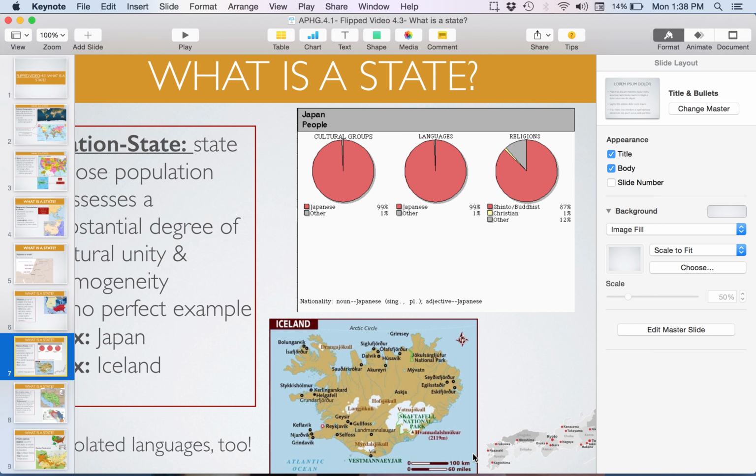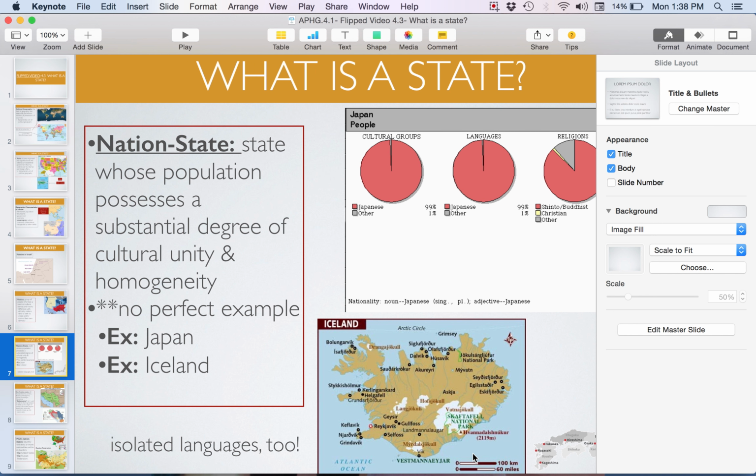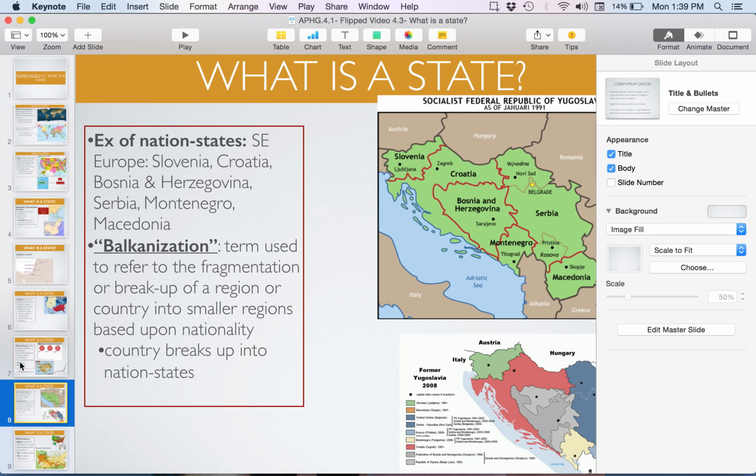Now that's of course not perfect, which is why I'm saying there's no perfect example. Another similar example would be Iceland. Iceland's pretty isolated, and it has an isolated language. The Icelandic language has changed very little over about 1,000 years. Consequently, the ethnic and cultural composition of Iceland is pretty homogeneous. The borders of Iceland, the state, essentially match the borders of where the ethnic group, the nation, is found. Therefore, both Japan and Iceland serve as excellent examples of nation states.